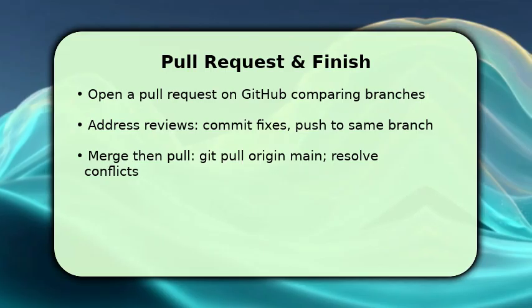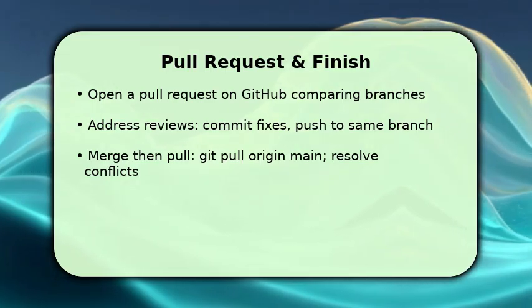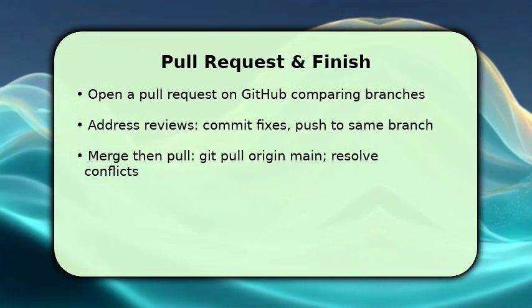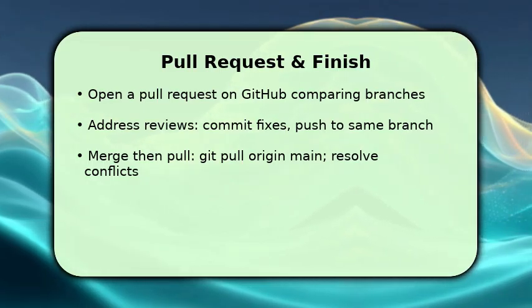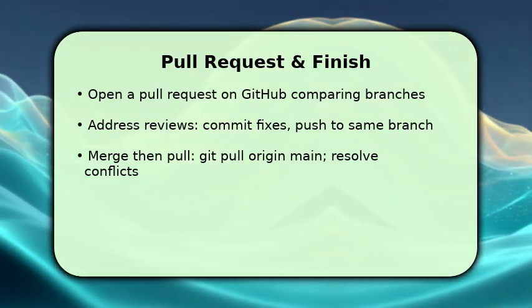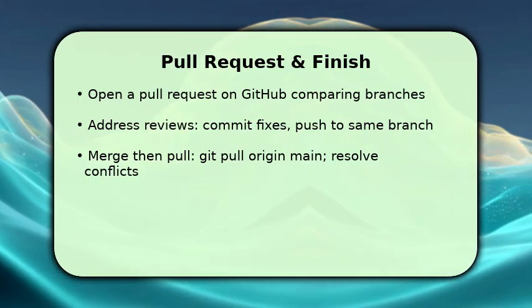After merging, fetch and pull the latest main into your local repo with git pull origin main. If conflicts occur, resolve them locally, commit the resolution, and continue. This single troubleshooting tip prevents lost work.